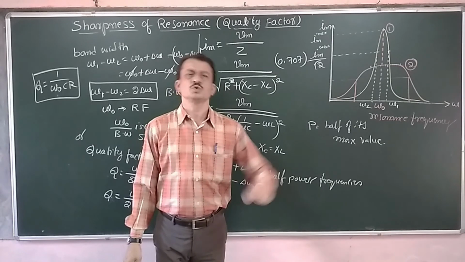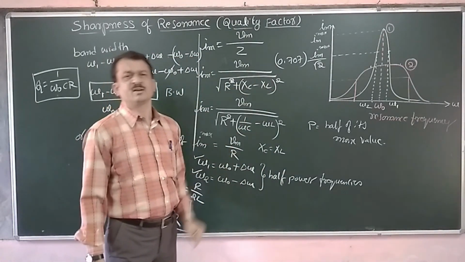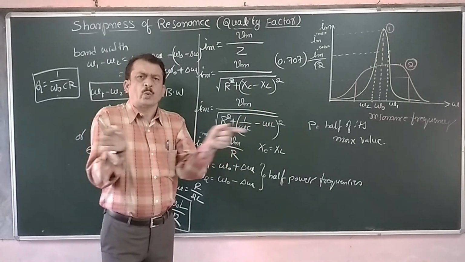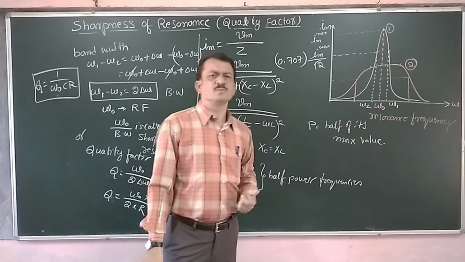Therefore, we have to choose an LCR circuit whose sharpness is very high and bandwidth is very low. We have to choose an LCR circuit with low bandwidth.